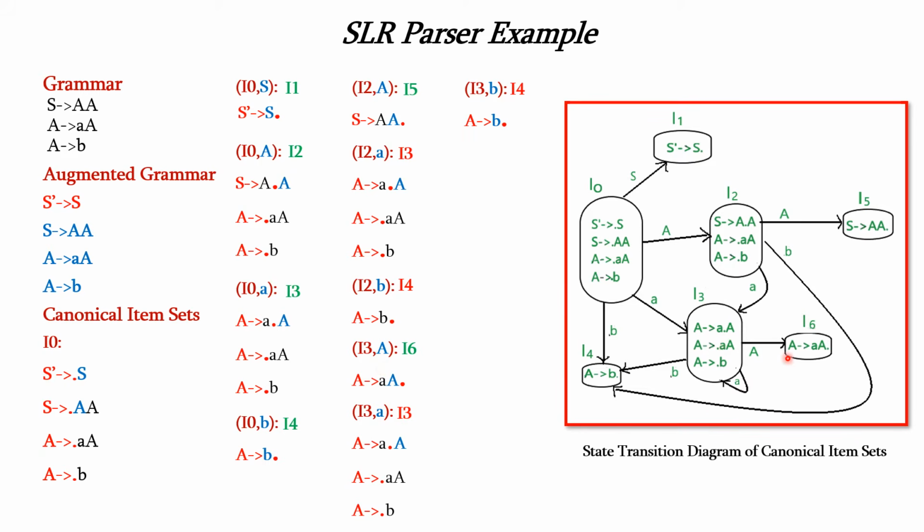So I3 on capital A goes to I6. I3 on small a goes to itself, that is I3. And I3 on small b goes to I4. So thus we have represented the canonical item sets with the transition diagram.